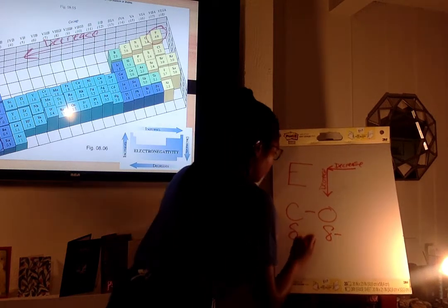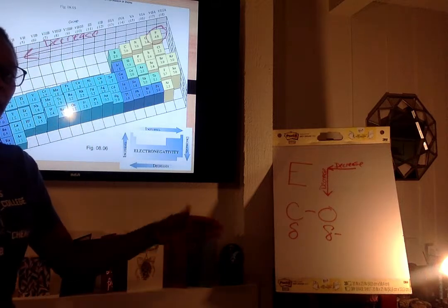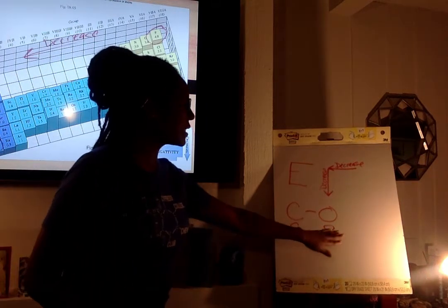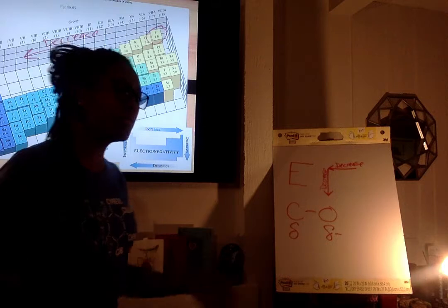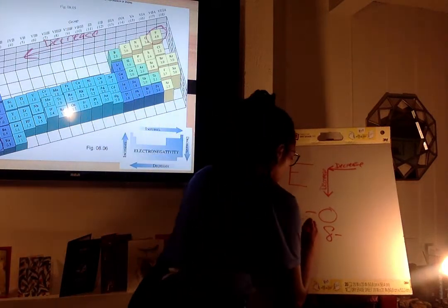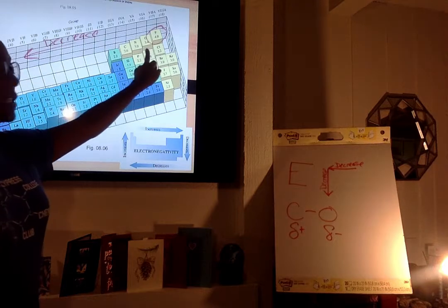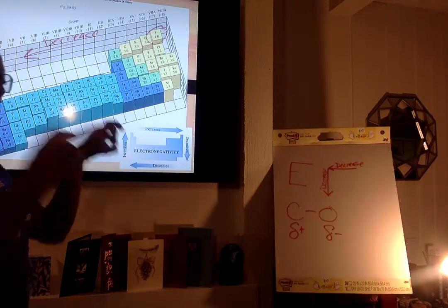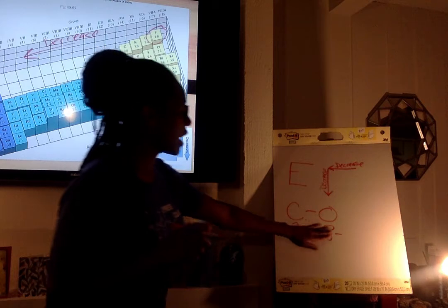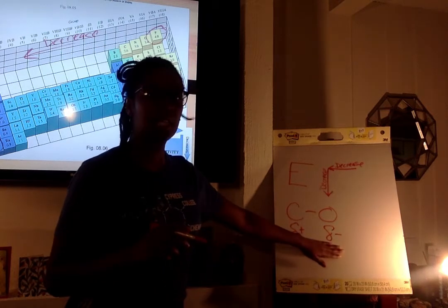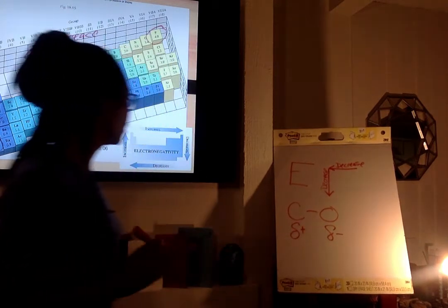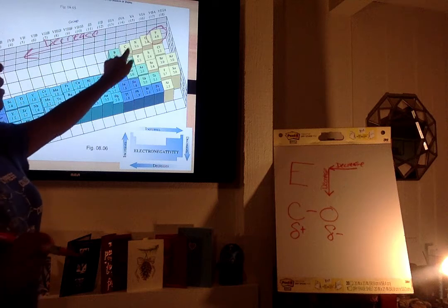And then the one that is not as negative, the one that doesn't have the pull, that's not as negative as the other atom, is going to be the delta positive. So this one's delta negative because it has a stronger pull. It's pulling the electrons. So this one's kind of leaning towards this, right? The pull is in this direction because this is going to be higher than this.